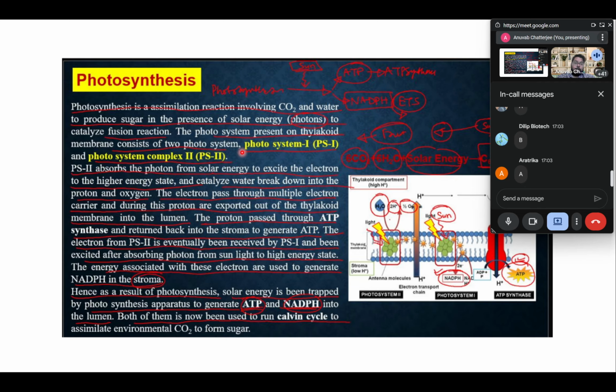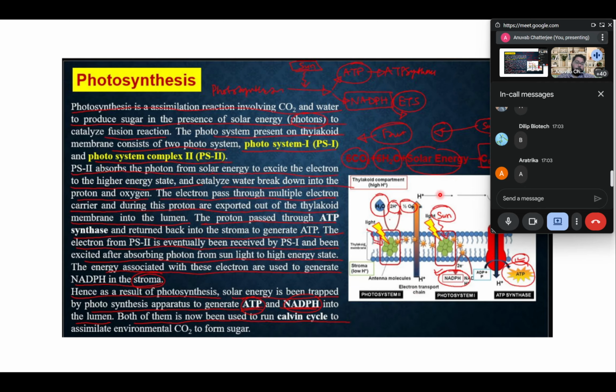So during photosynthesis there are two parts being used. One is called photosystem 1 and the other photosystem 2. Photosystem 2 is the one which absorbs the photon from the sun and breaks down water into protons, or hydrogens, and oxygen. And this proton is passed on from the outside, or the stroma, of the thylakoid into the lumen of it. And here you essentially make a proton gradient.